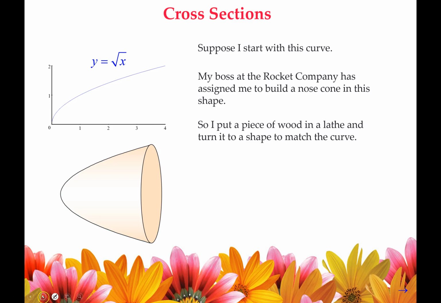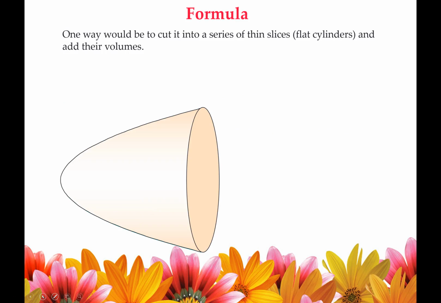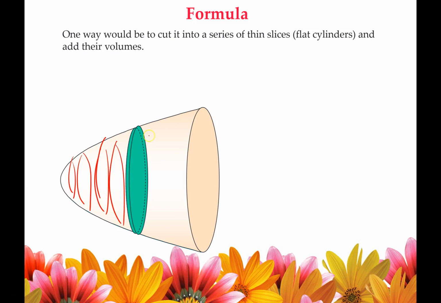And so the question is, what is the volume of that shape that the rocket company wants us to create? Well, let's talk about what the formula would be. So one way to think about it would be to cut it into a series of thin, flat cylinders, which we call disks. Remember, this is the disk method. So we have an infinite number of those. You could think about keep drawing them in here. There's a smaller one right there. There's one right there. There's an infinite number of these.